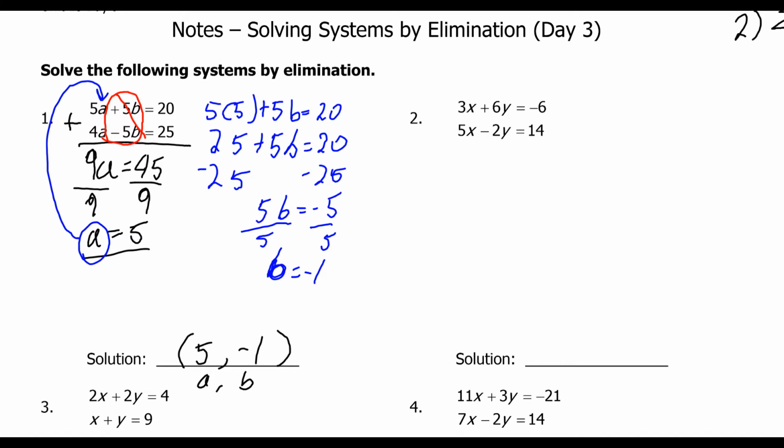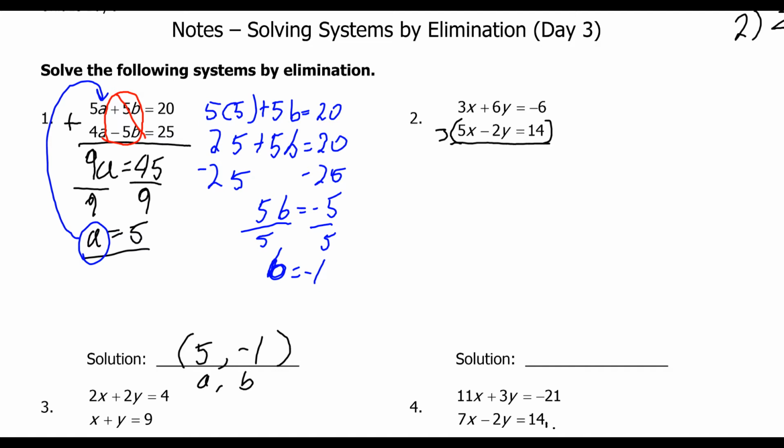Alright, number 2. As you can see, number 2 does not just have something that jumps out and screams, hey, eliminate me. But what we can do is make our own 0 pair. The top row is 3x plus 6y equals negative 6. The bottom part is 5x minus 2y equals 14. The best thing to do is to look for something that when multiplied will give us a 0 pair. So the easiest thing to do would be to multiply this bottom row by 3.